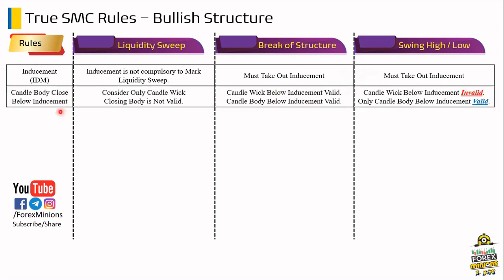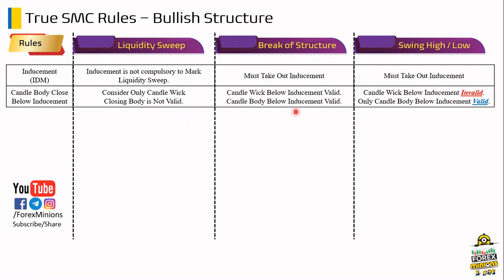Now, the second rule is candle closing below inducement. Note that we will only count candle wick in liquidity sweep. Candle body closing above previous high or low will invalidate the liquidity sweep. To understand the concept of liquidity sweep, you can click on the I button on the right corner for its complete understanding.